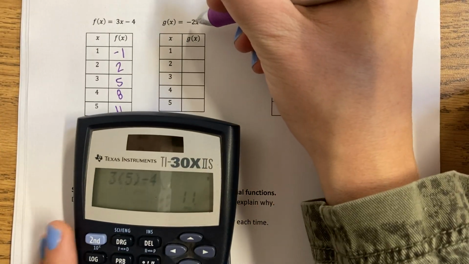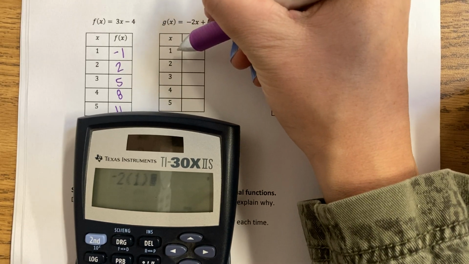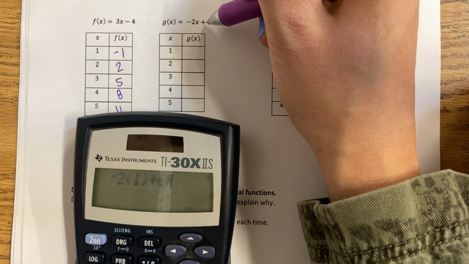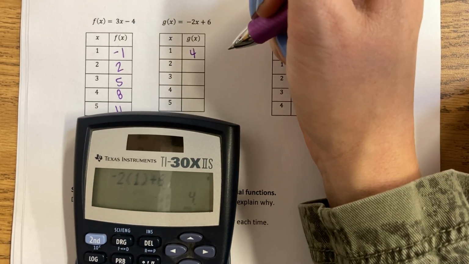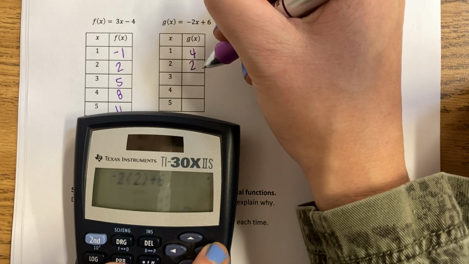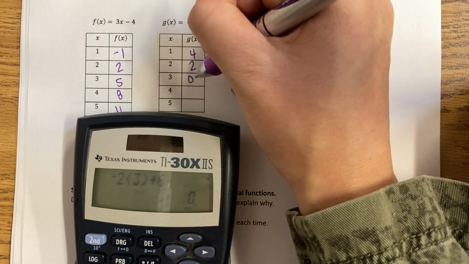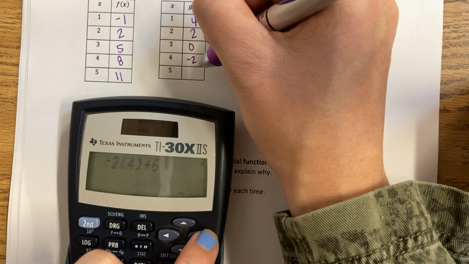Now I'm going to plug in to this equation, negative 2 parenthesis, plug a 1, plus 6. Scroll through, make it a 2, 3, 4, 5.